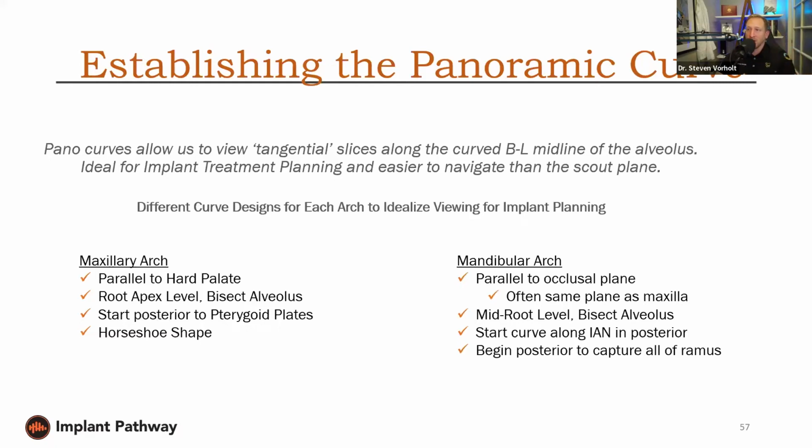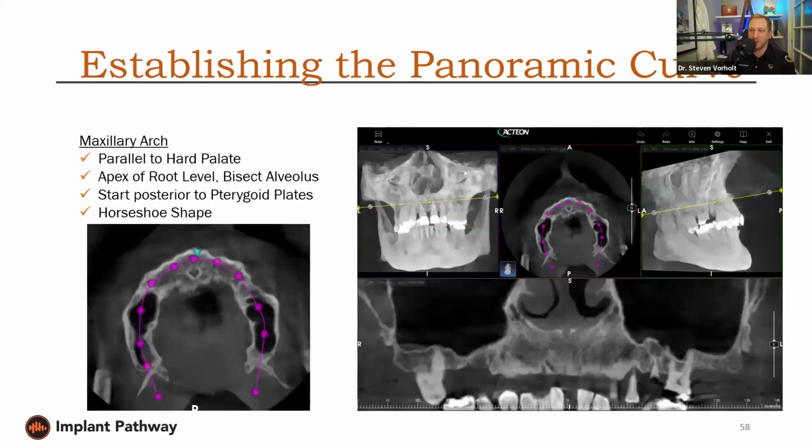Okay, we also are going to then establish a panoramic curve. Generally, I think it's best to have two different curves for each jaw because the jaws are shaped differently. A lot of CTs will try to lock you into one curve to view the whole CT, so you might have to go back and manually do it. In the Acteon software, it has you choose maxillary or mandibular. And so it's nice because the maxilla is a horseshoe shape. The mandible is generally not. It's a V or U shaped.